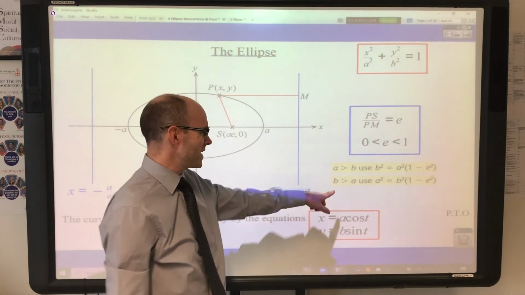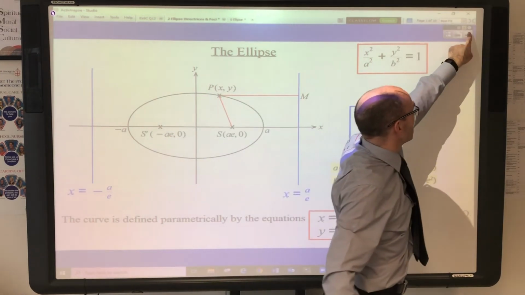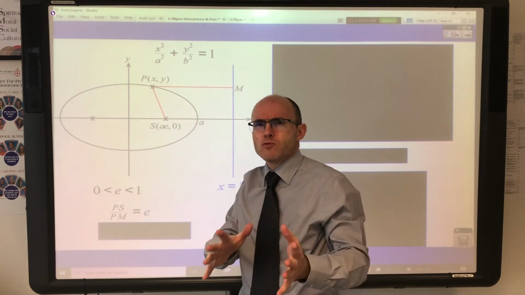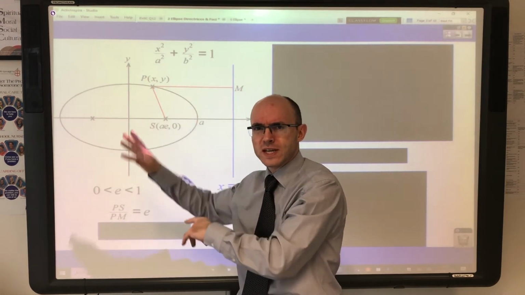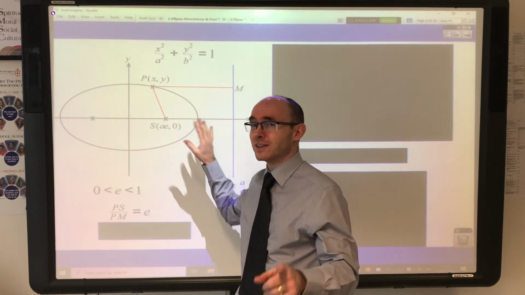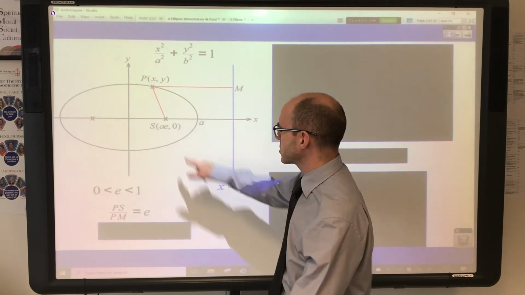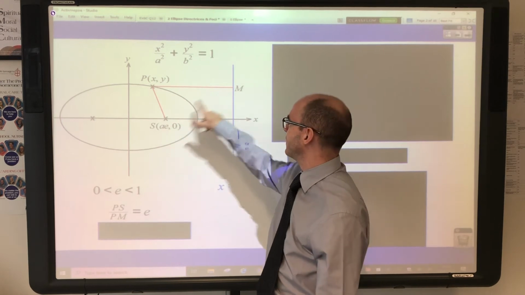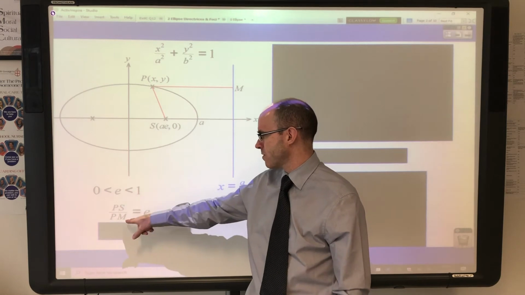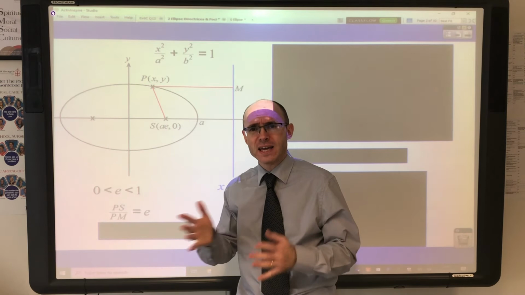Right, I want to consider these now. Why does that formula work? Let's have a look. What I'm going to do is focus on this part of the ellipse, because you don't really want to be looking at all the stuff that's not needed, right? Let's just look at this. I'm just going to look at that focus point there, and this directrix there, okay? And we're going to use the fact that PS over PM is equal to E to come up with this relationship between B, A and E.